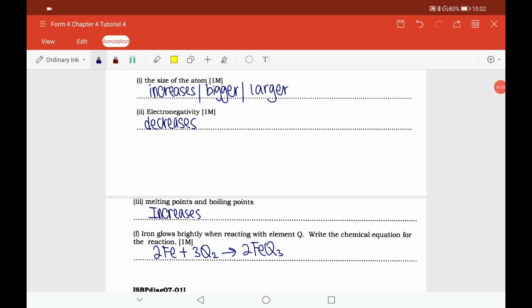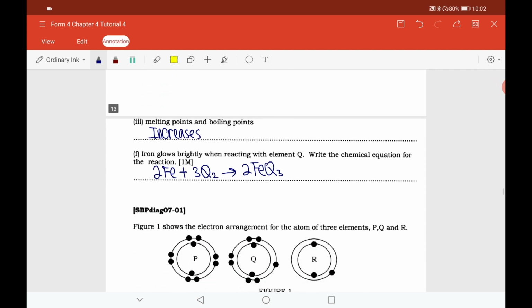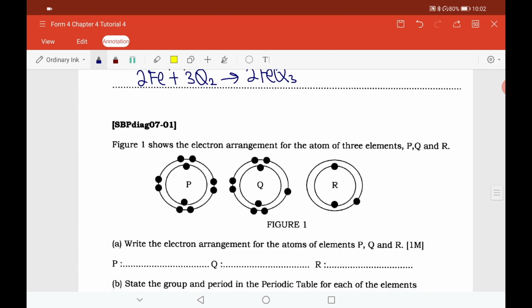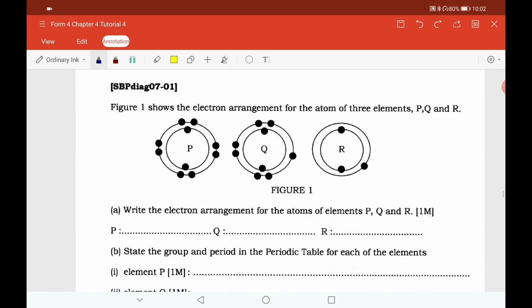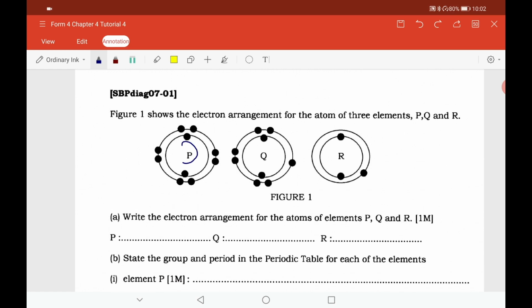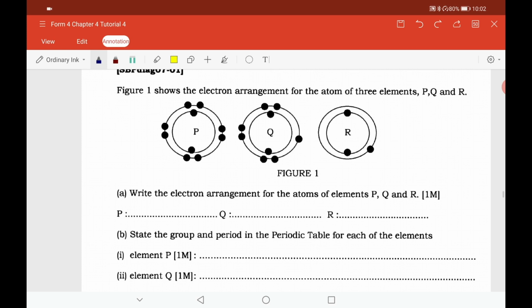Okay, so now we're going to move on to one more question. This is a question in your trial exam. This is a question that came out in a trial paper, a state paper. Figure 1 shows the electron arrangement for 3 elements. So we have P, we have Q, and we have R. Now we need to write the electron arrangement for P, Q, and R. This is quite simple. We just need to look at the diagram and change the diagram to electron arrangement.